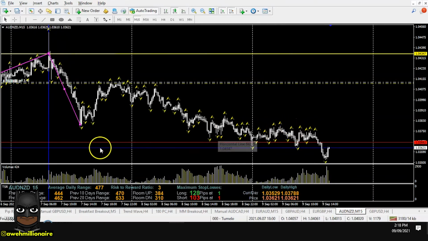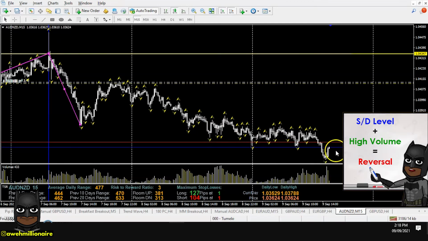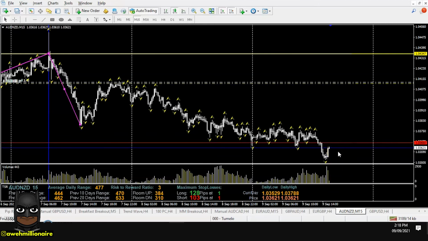And obviously the opposite: if price comes down to test a demand level with high volume, then you want to be looking for high probability buying opportunities so that you can trade like a smart trader and follow the smart money.